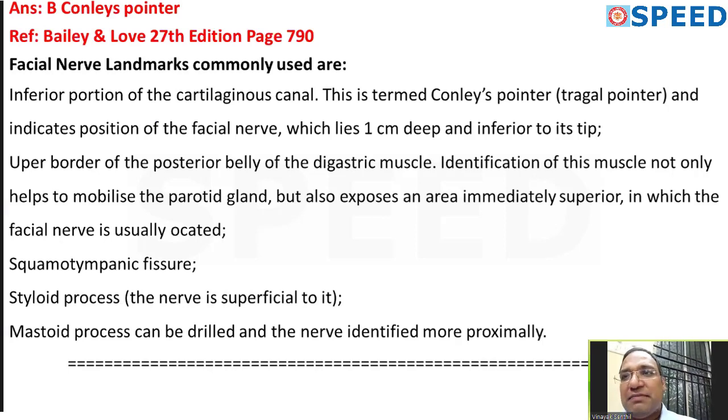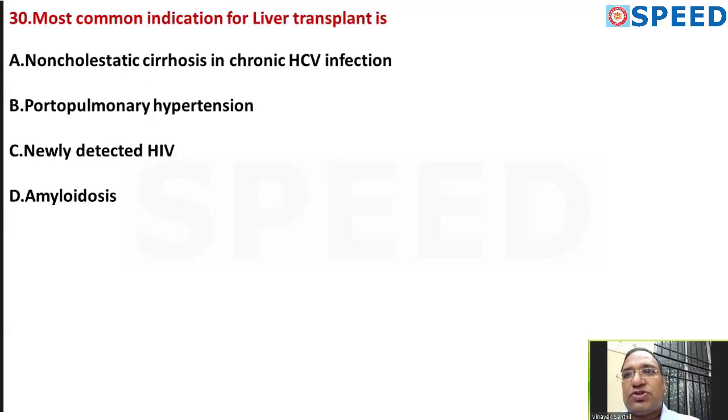Bailey and Love, page number same as been discussed earlier. Page number 790. Next slide. Most common indication for liver transplant. This also been discussed in transplant chapter. Yes, the right answer is, and we also discussed what is an absolute contraindication. In the same context we discussed, before we discussed indication, I asked you in the class, what is an absolute contraindication for liver transplantation? You remember this question during our discussion?